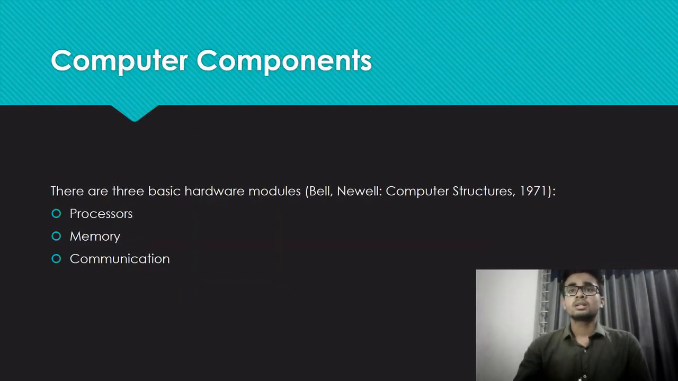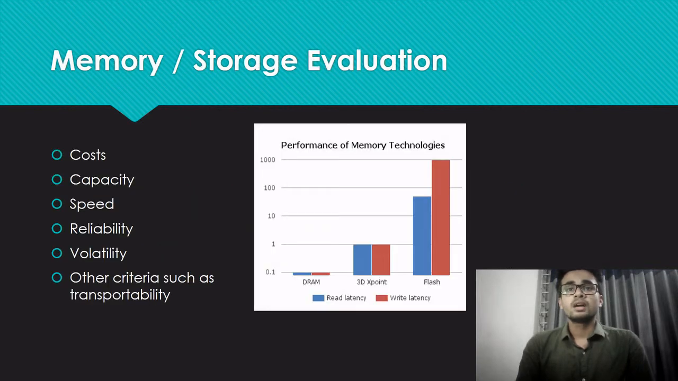Okay, the computer components, there are three basic hardware modules: processors, memory, and communication. Okay, the evaluation can be done by considering the cost, capacity, speed, reliability, volatility, and other criteria such as transferability of the memory.